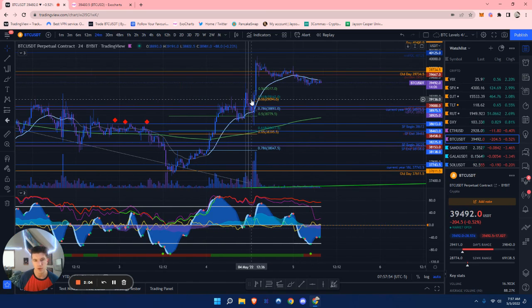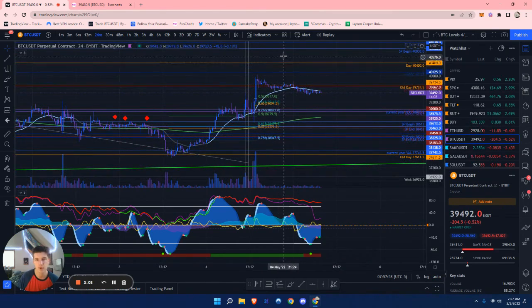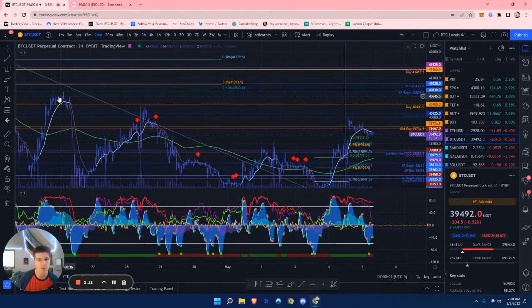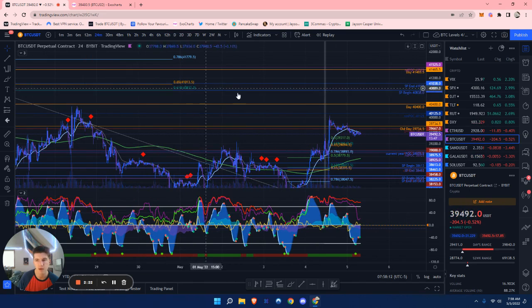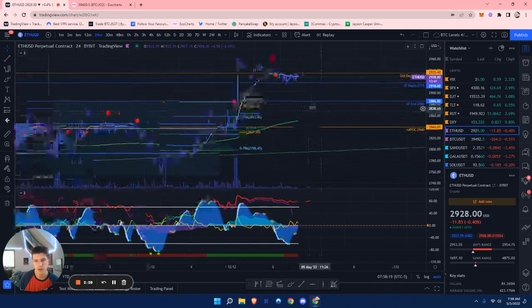Just another local resistance, if we do crush above that naked monthly point of control, is that we do have these single prints from way back here, along with a nice confluence of a golden pocket at around 41,000. So I'd definitely be looking for a short at that region if we do crush above that. That is pretty much it for Bitcoin that I'm looking at right now.